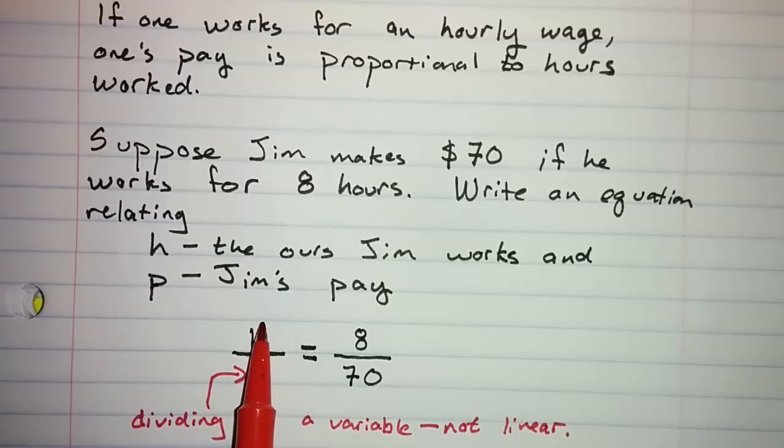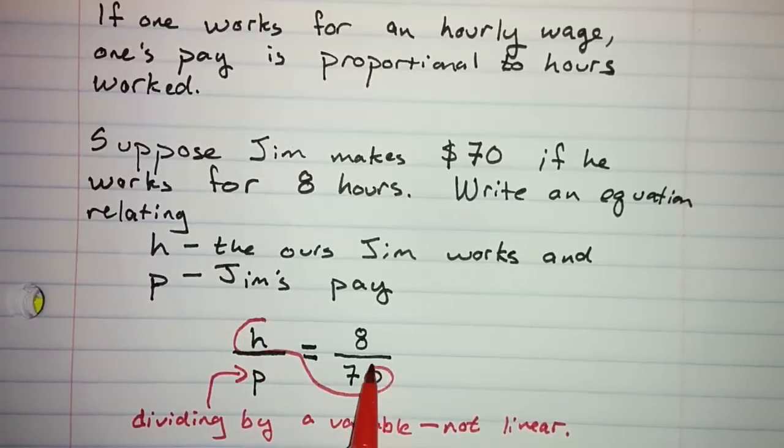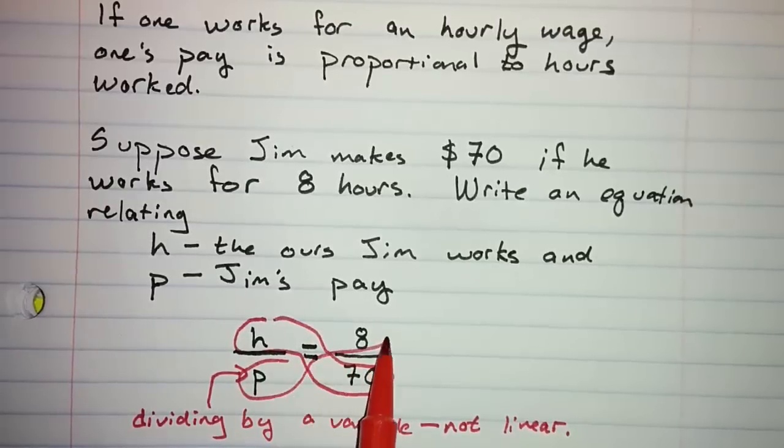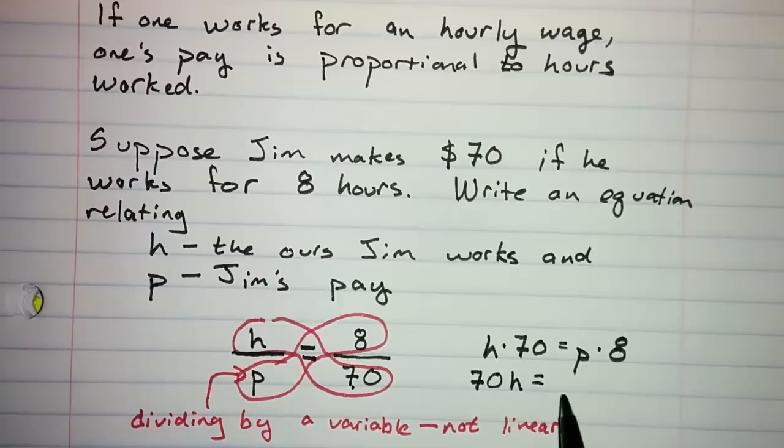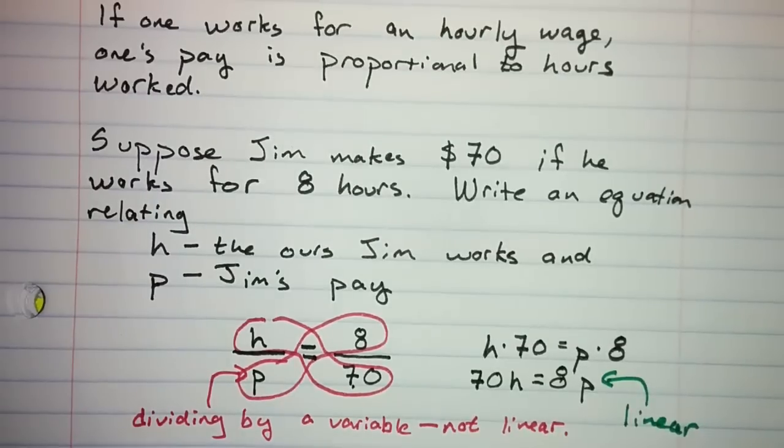Well, to solve a proportion, we look at these two guys, right? The cross products. Those have to be equal. So H times 70 must equal P times 8. Or to write this in a more normal way, 70H equals 8P. Now this, right, we only have H, it's multiplied by a constant, and P, it's multiplied by a constant. This equation is linear. So proportional relationships often give us linear equations.